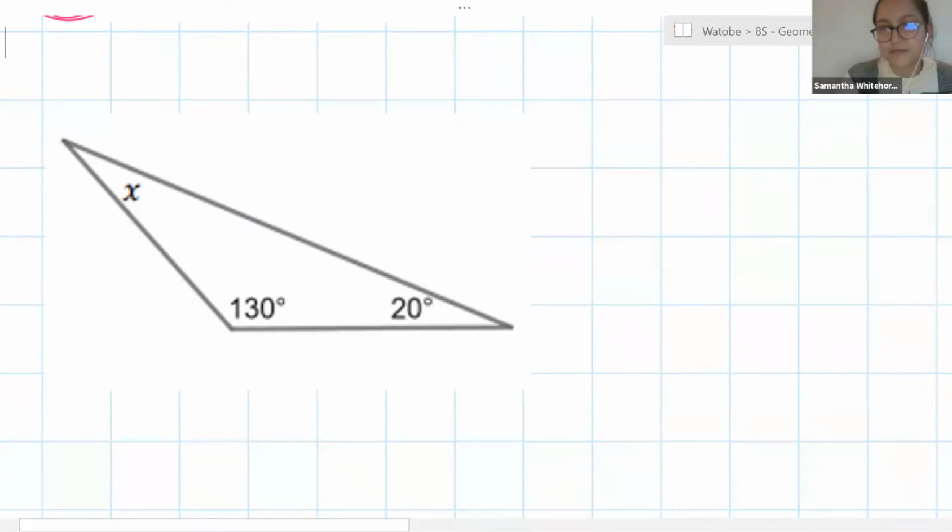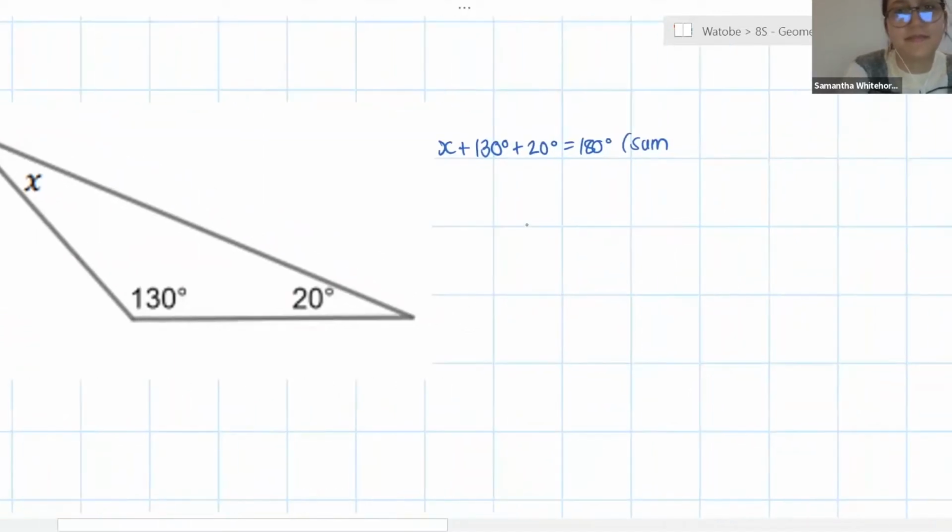Okay. So I said x plus 130 plus 20 equals 180 degrees. And my reason being sum of angles in a triangle. Good. And then I said x equals 180 minus 130 minus 20. And then I said, therefore, x equals 30 degrees. Perfect. X is equal to 30.